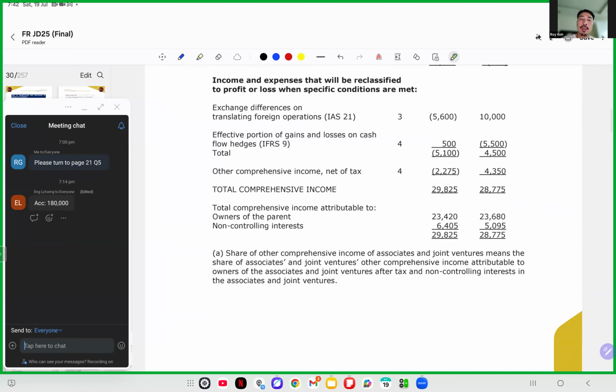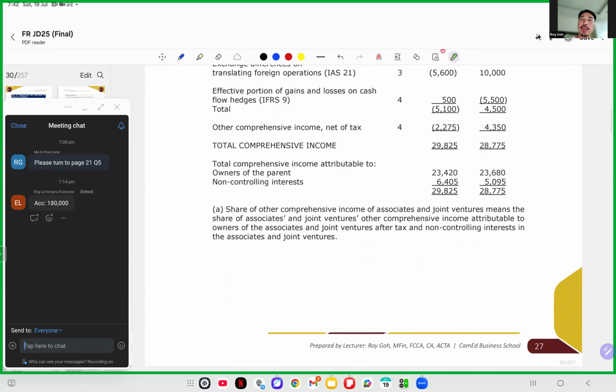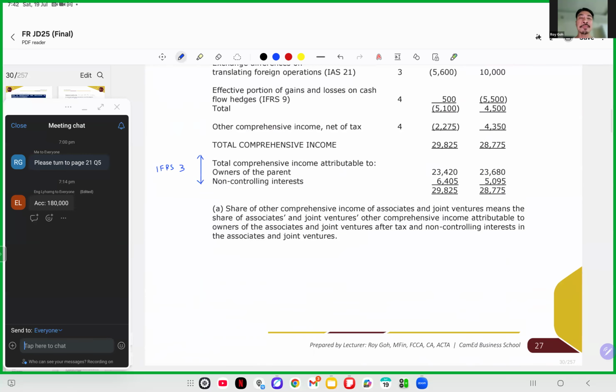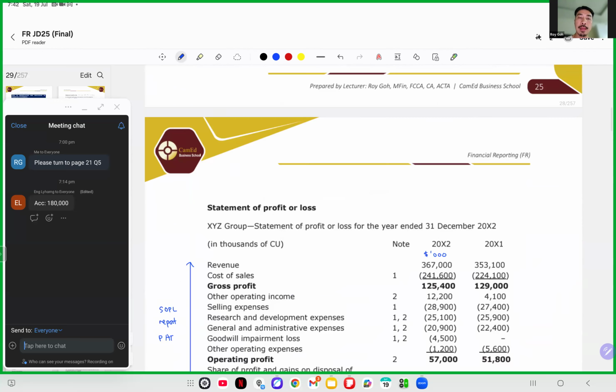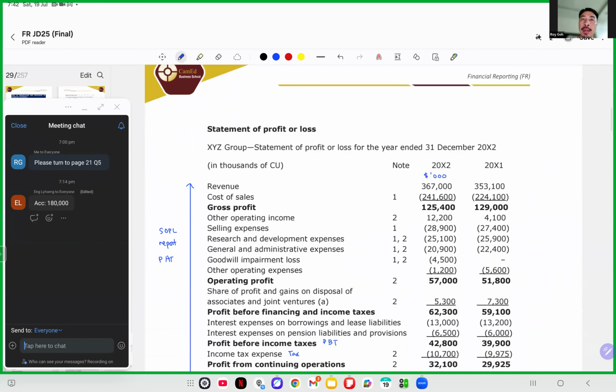Not done yet. This parent and subsidiary is still your IFRS 3. So far clear? So what is IFRS 18 about? The way you show, the way you present. It does not teach you the way to calculate. For example, let us look at this called revenue.